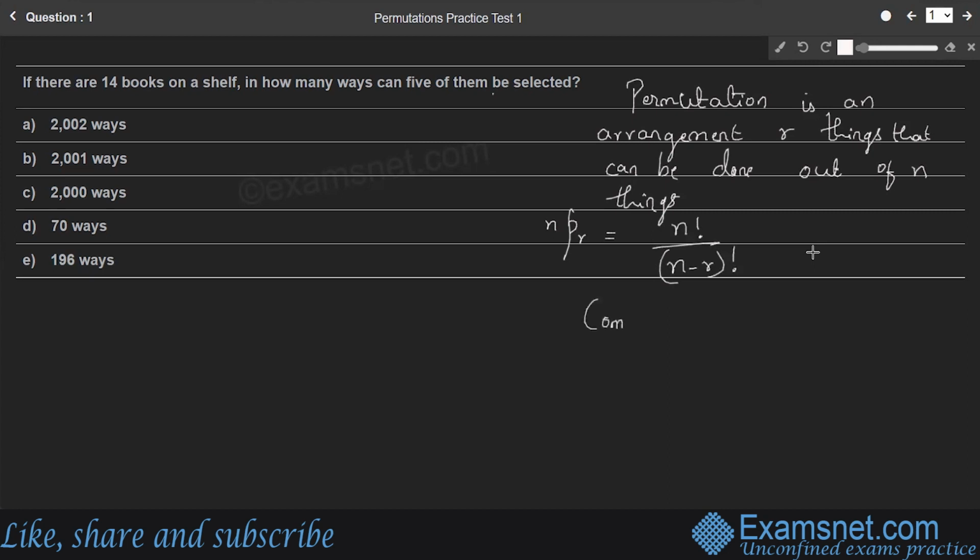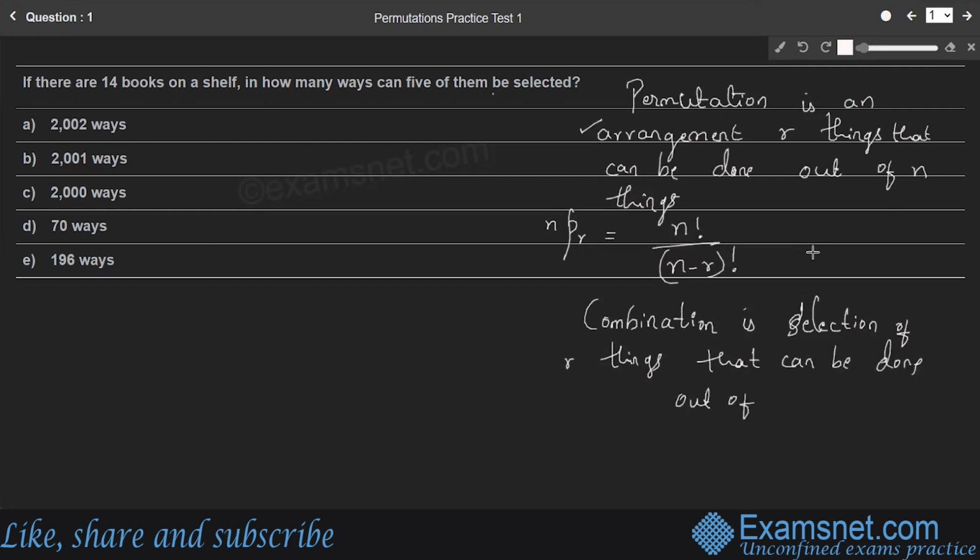Whereas combination is defined as a selection of R things, right? Whereas permutation is defined as an arrangement of R things. So combination is defined as selection of R things that can be done out of total N things, right?